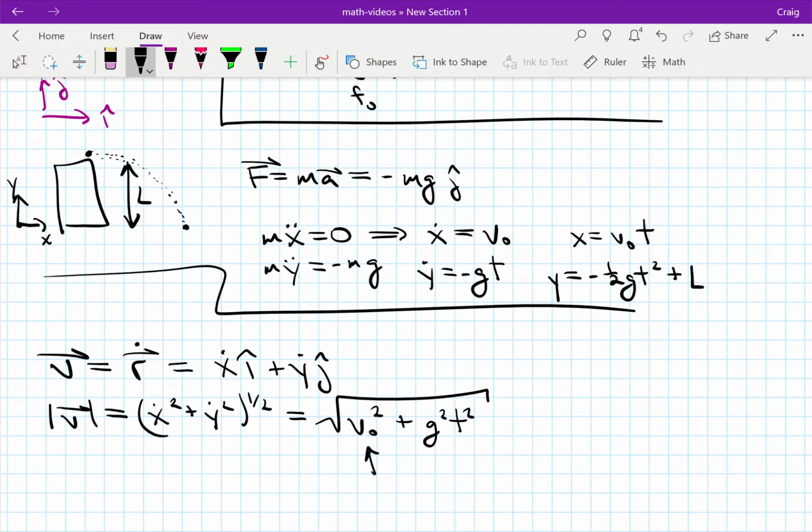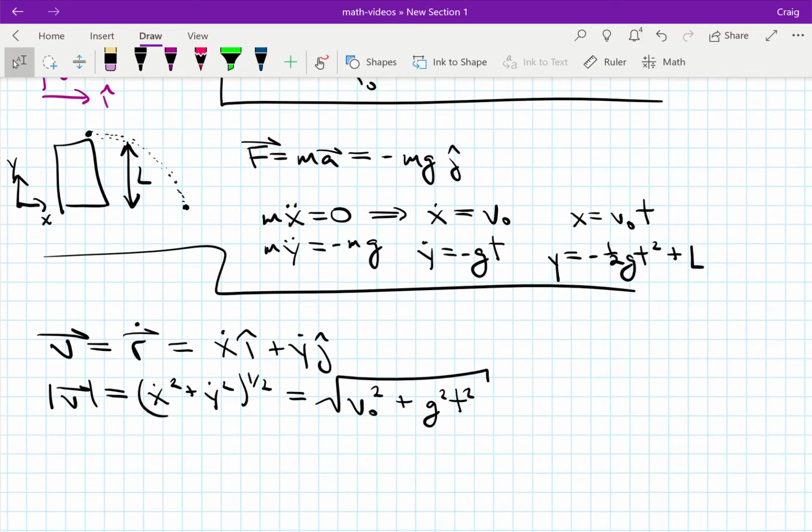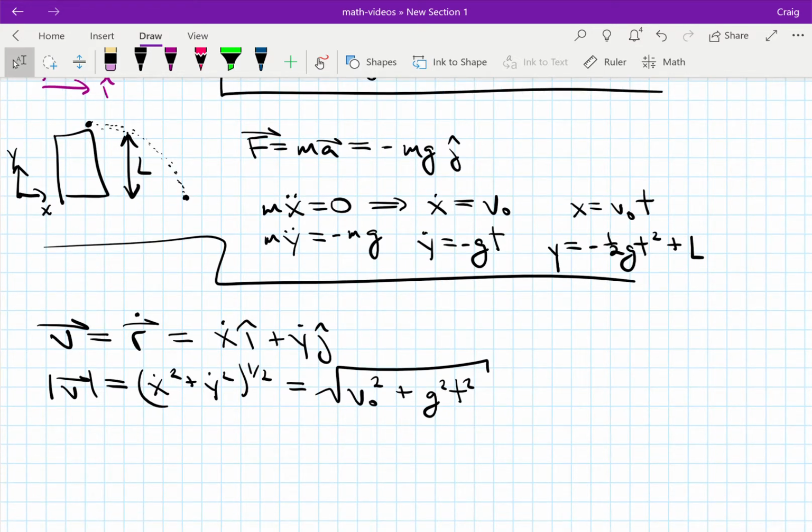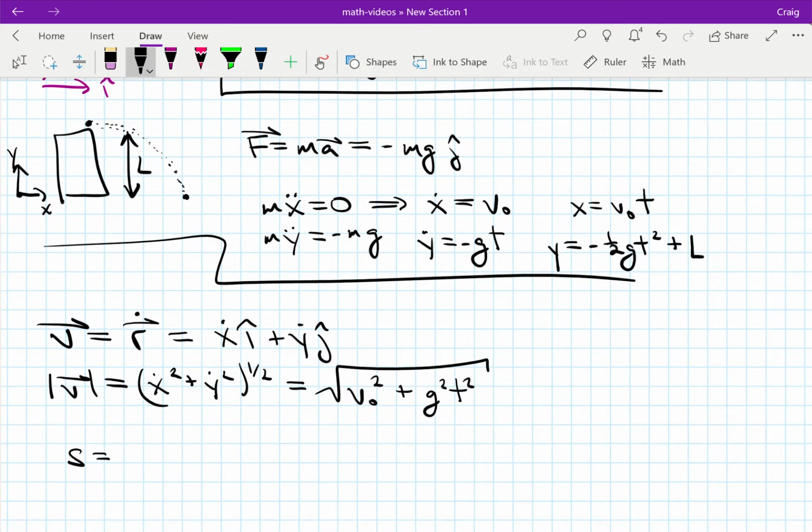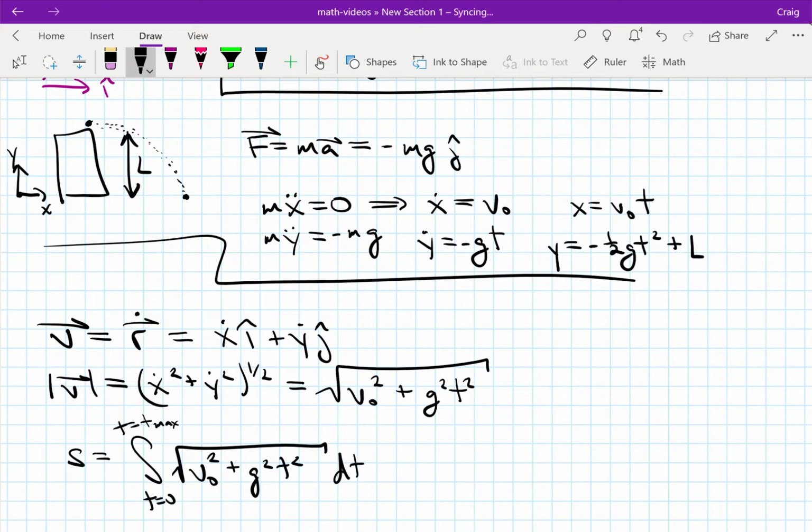So there's one piece that's a constant. There's one piece that depends on time. And so now I need to figure out what the total distance traveled along that parabola is. So the arc length s is going to be the integral from time equals 0 to time equals t max. For the moment, let's just leave that upper limit as a parameter, and we'll figure out what t max is in a moment. And the thing that I have to integrate is the speed with respect to time.